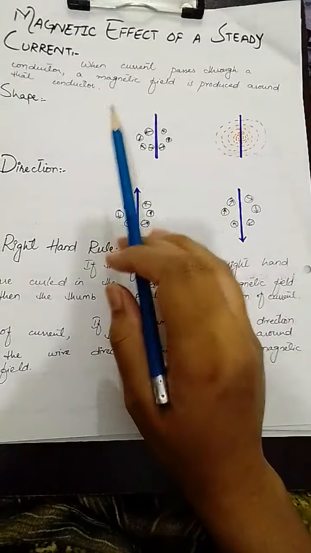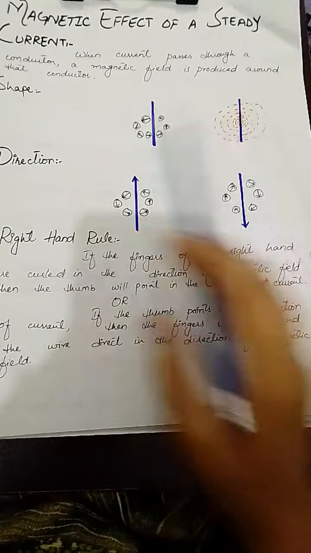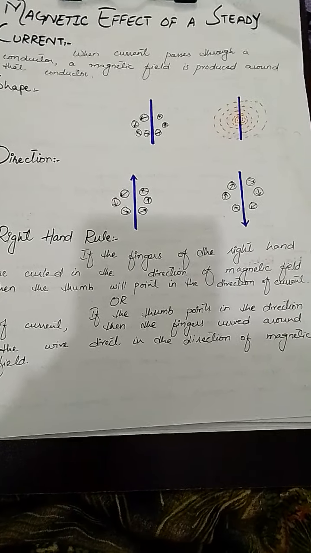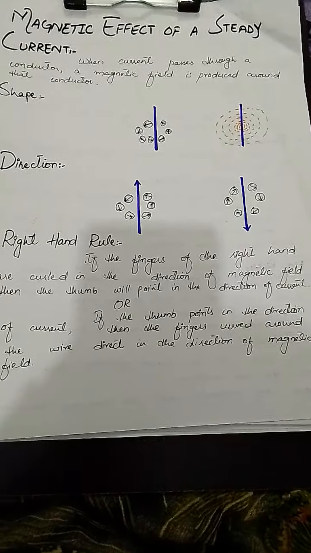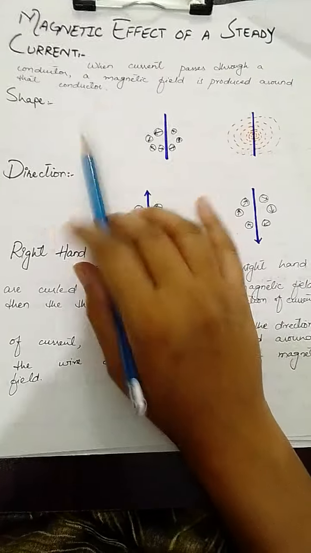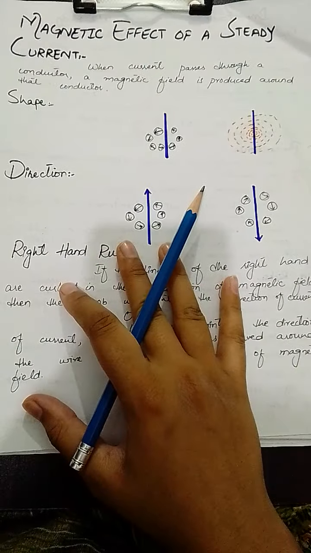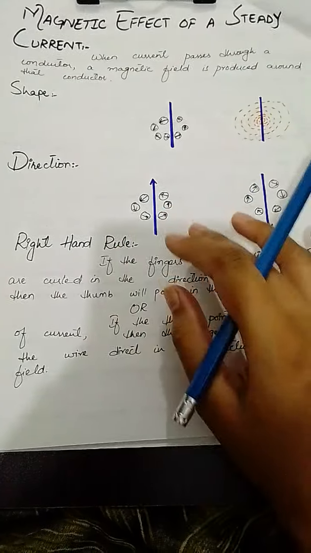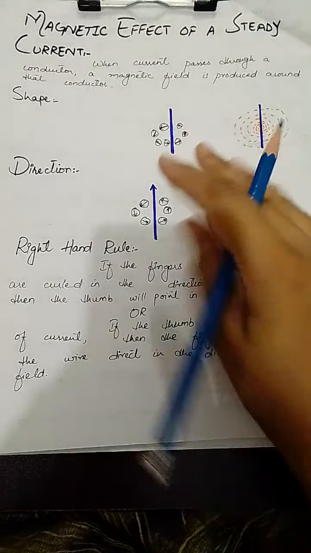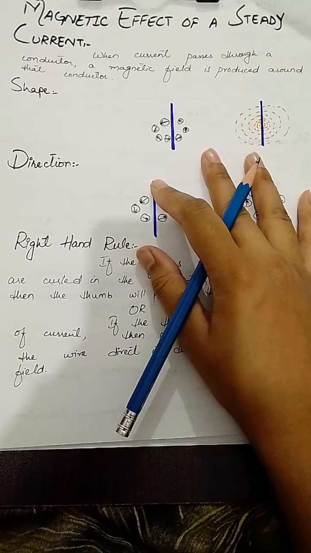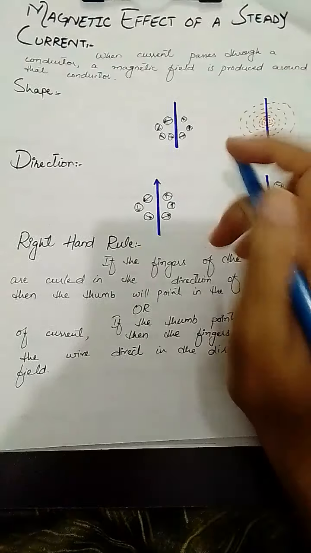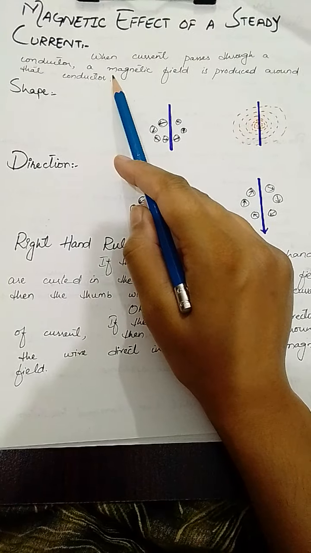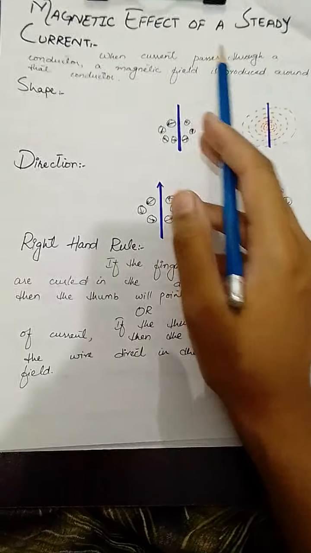The magnetic effect of a steady current. So basically we're going to start our chapter 15, which is electromagnetism. The concept is that whenever a current flows in a circuit, a magnetic field is produced around that conductor. Whenever current passes through a conductor, the magnetic field is produced around that conductor.